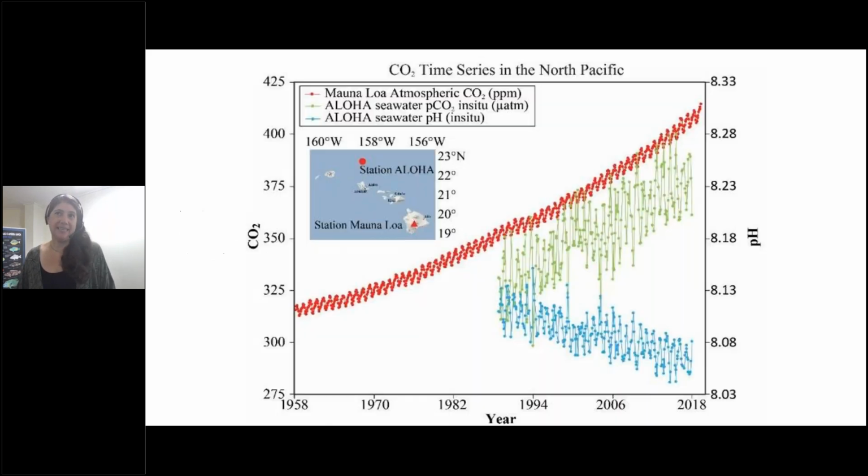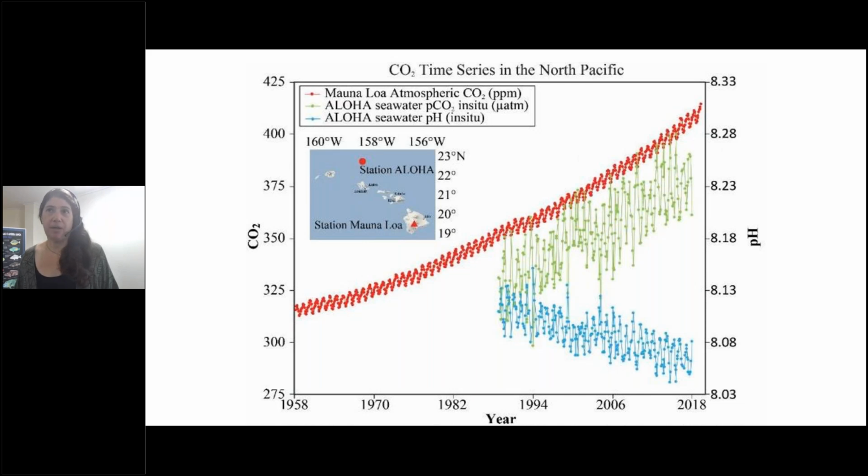And we can't see this happening, but we can measure it. And those measurements tell us that increasing carbon dioxide is lowering the pH of seawater, and the oceans are increasing in acidity. Let's take a look at the data here.